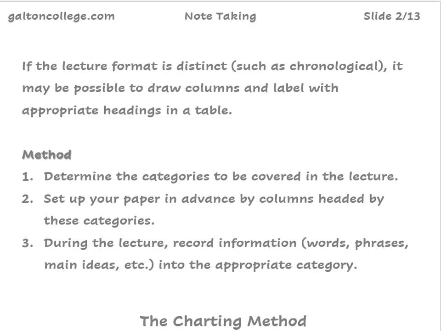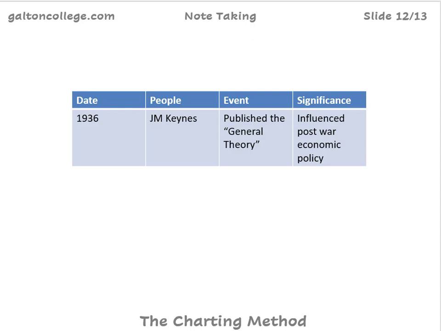I've got an illustration right at the end of these notes, and I'll show it to you now, which might help. For example, here, this is a class on economics, and this is a famous writer from the 1930s, John Maynard Keynes. And if we knew that it was about economics, and we knew it was about the economics of the country, what we call macroeconomics, we might want to have a column for dates, for people, and the person here is John Maynard Keynes. What's the event? Well, he published a famous book called The General Theory.